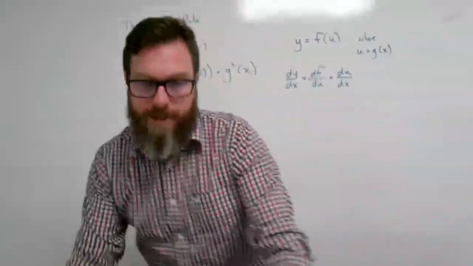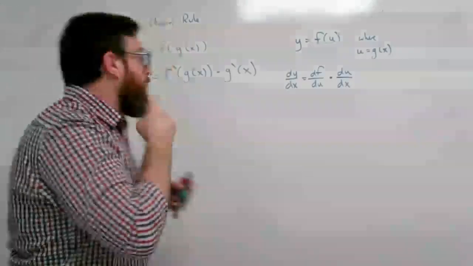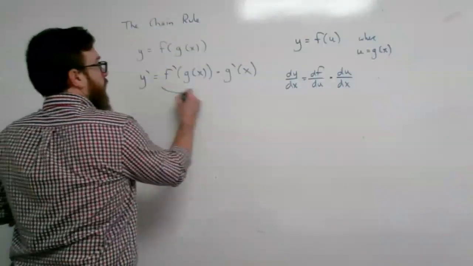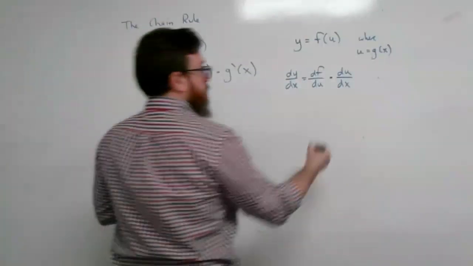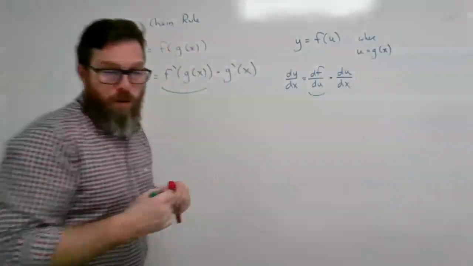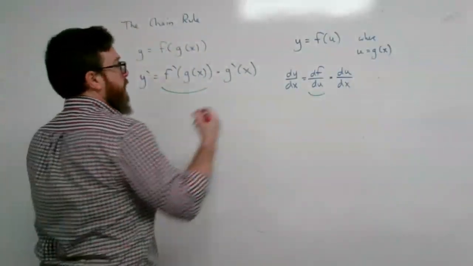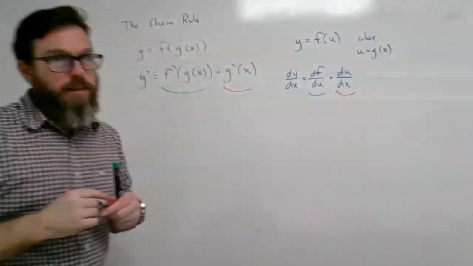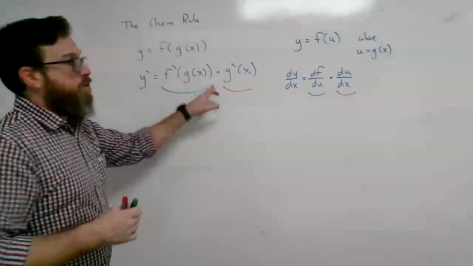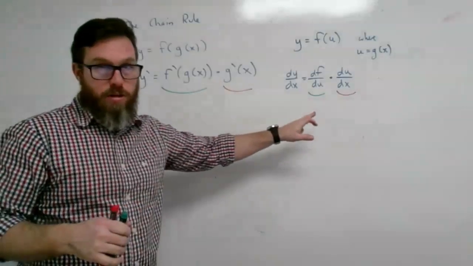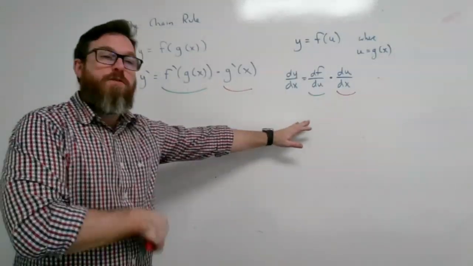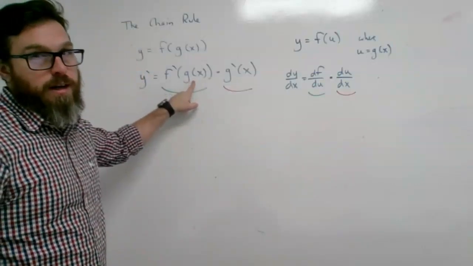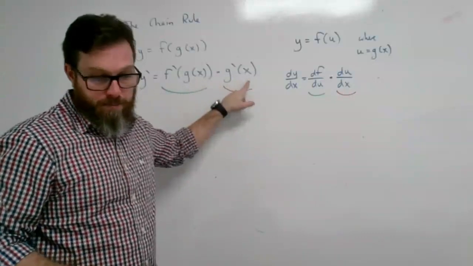Now, they mean exactly the same thing. So Newton's notation, Leibniz's notation, but your f prime of g of x is the same thing as df du, and your g prime of x is just du dx. Most people tend to use this notation more often than this notation. But what's nice about this notation is it really forces you to leave the inside function alone when you're taking the derivative of the outside, and then multiply it by the derivative of the inside.